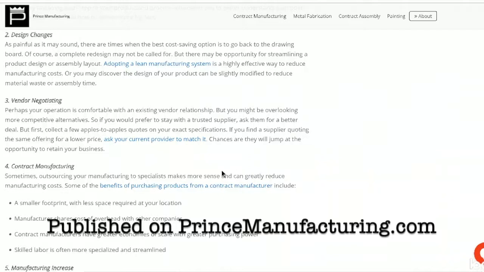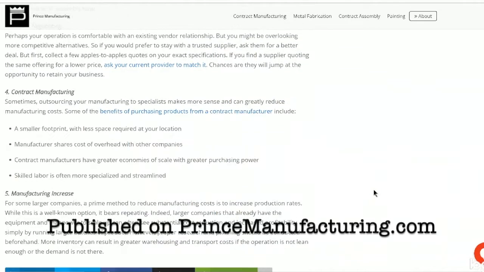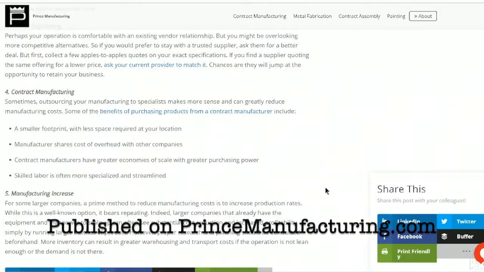Another idea to reduce manufacturing costs is number 4, which is contract manufacturing. Sometimes outsourcing your manufacturing to specialists makes more sense and can greatly reduce manufacturing costs. Some of the benefits of purchasing products from a contract manufacturer include a smaller footprint with less space required at your location, and a manufacturer shares the cost of overhead with other companies. Contract manufacturers have greater economies of scale with greater purchasing power. Skilled labor is often specialized and streamlined.